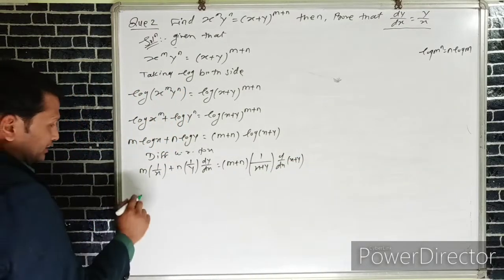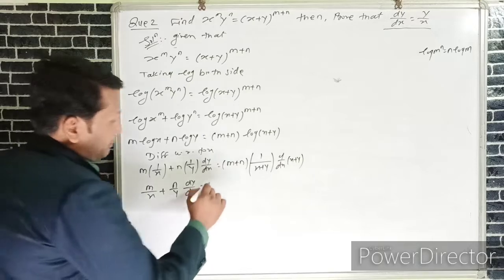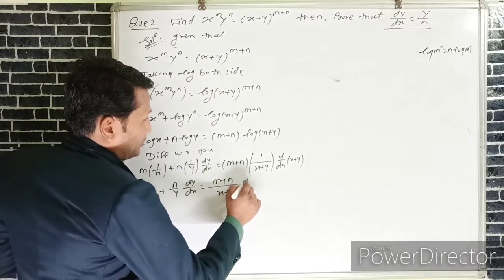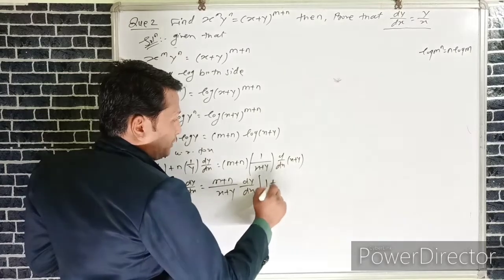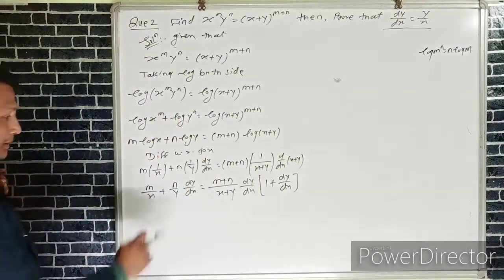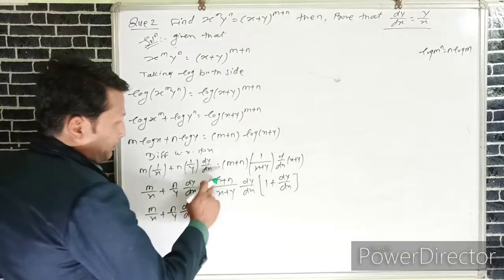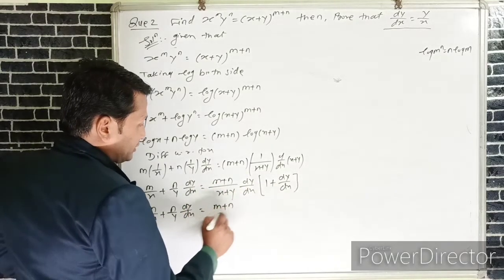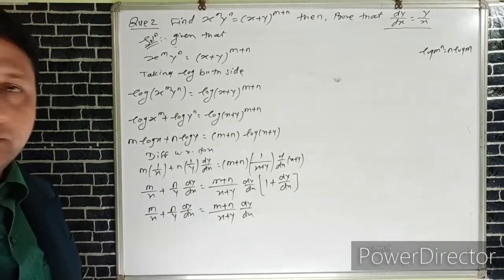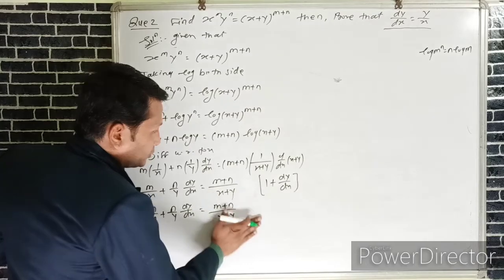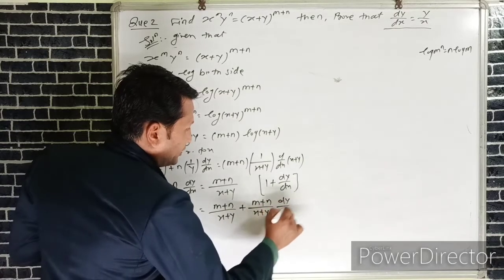After that we can write m upon x plus n upon y dy by dx is equal to (m plus n) upon (x plus y) into dy by dx. We take the derivative of x plus y: the derivative of x with respect to x is 1 plus dy by dx. After that we can write m by x plus n by y dy by dx is equal to (m plus n) upon (x plus y) into 1, which is (m plus n) upon (x plus y), plus (m plus n) upon (x plus y) into dy by dx.